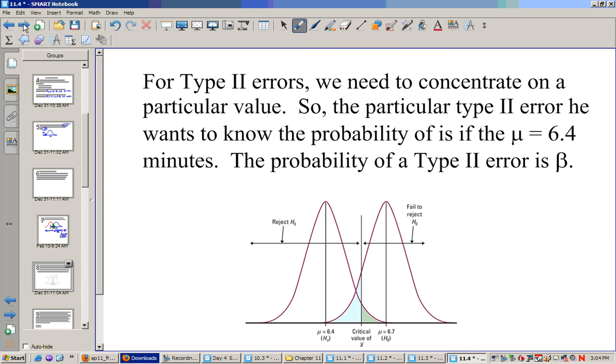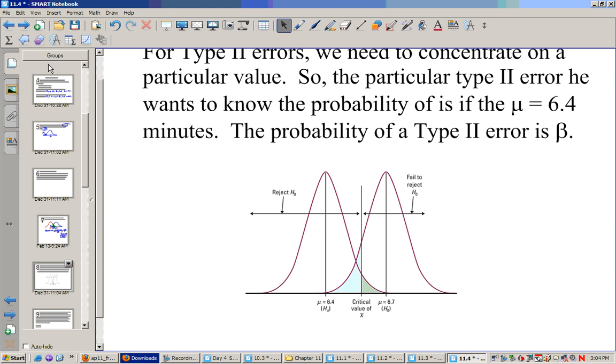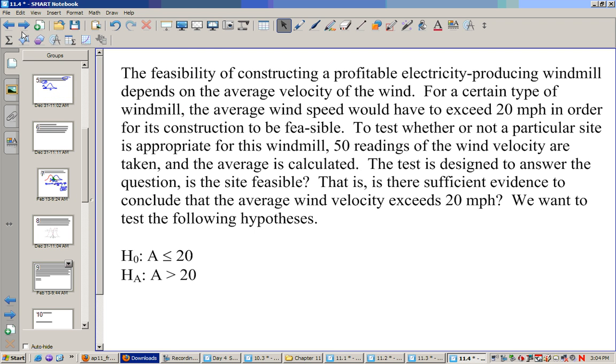For type 2 errors, we need to concentrate on a particular value. So the particular type 2 error you want to know the probability of is if the mu is 6.4 minutes. The probability of a type 2 error is what we call beta. It's a capital Greek B.